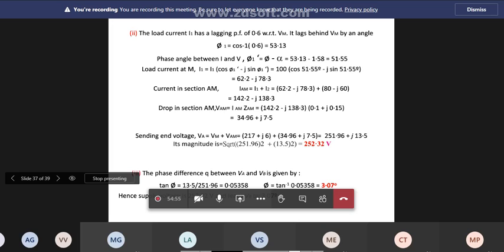Right? So like that you have to determine the respective load voltages. Only one difference, and everyone will get confused by this one only.